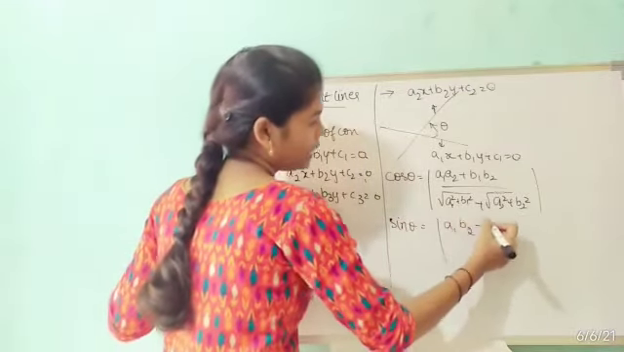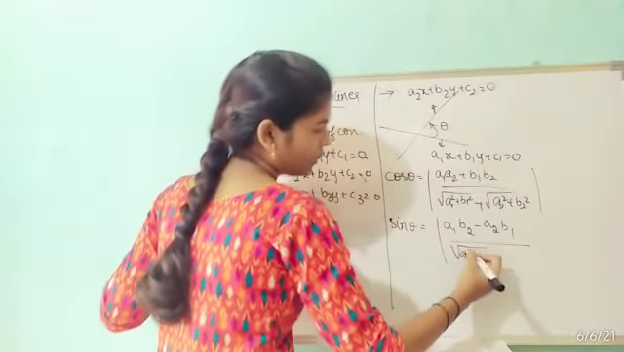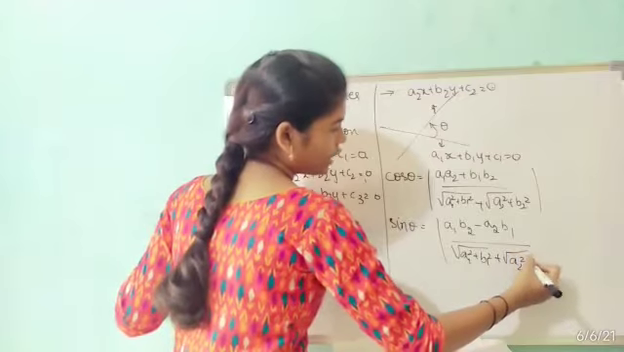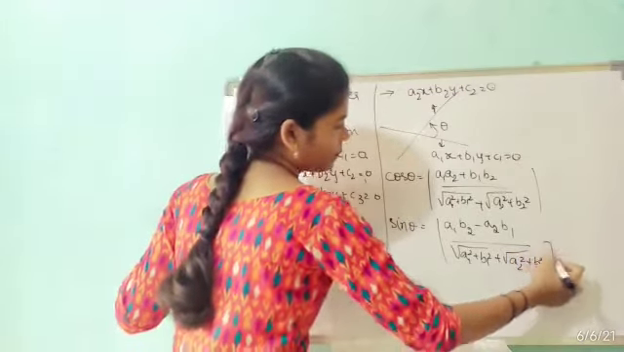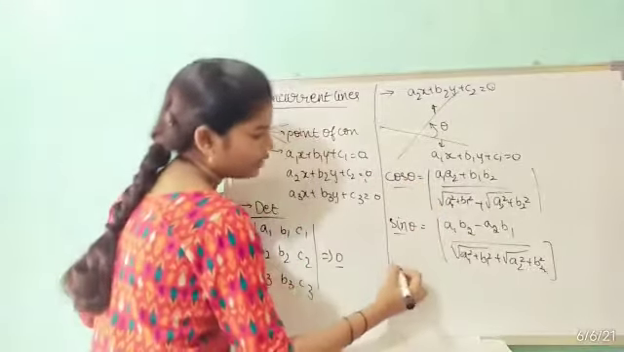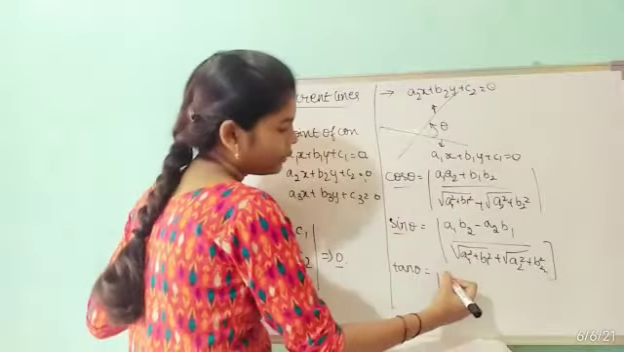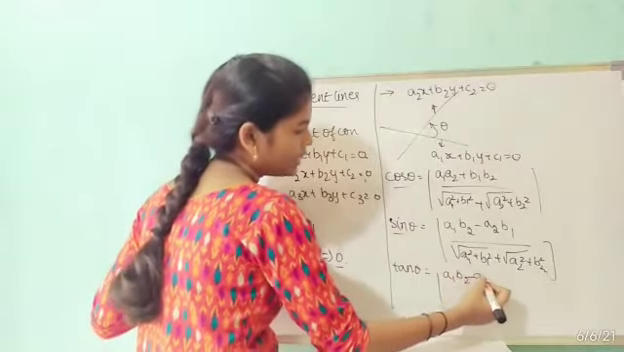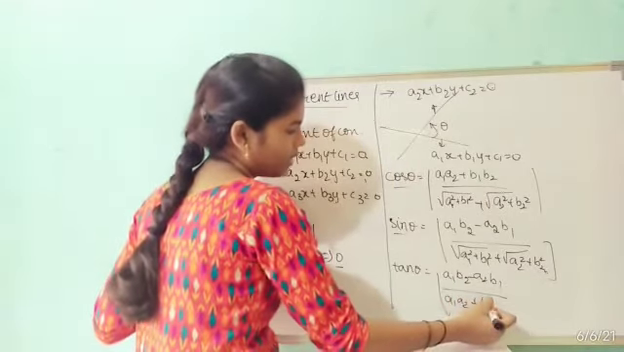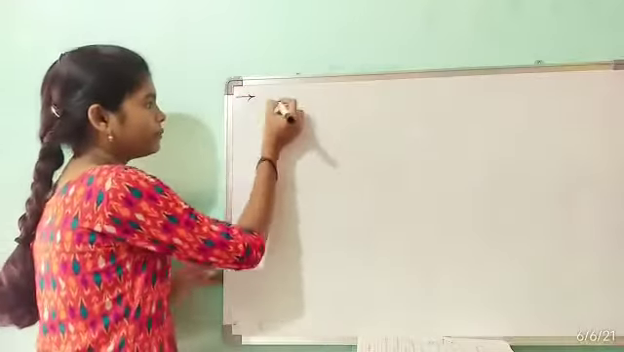Along with that, sin theta will be (a1 b2 minus a2 b1) by root over (a1 square plus b1 square) times (a2 square plus b2 square). Okay, and if you divide sin theta by cos theta, you will get tan theta, that will be the slope. That will be (a1 b2 minus a2 b1) by (a1 a2 plus b1 b2). Okay, so moving on to the next one.